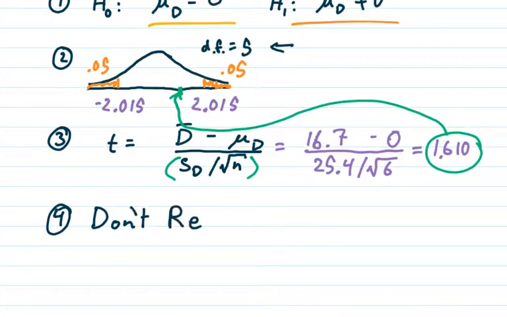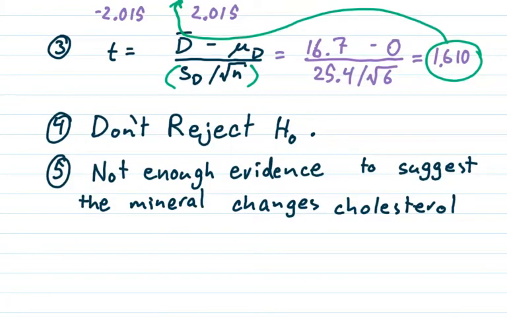Remember, that's all we do. We don't ever reject the alternative hypothesis. We just say, well, we can't reject the null hypothesis. We'll summarize 5. We'll say there's not enough evidence to suggest this mineral changes the cholesterol levels. And that's it.